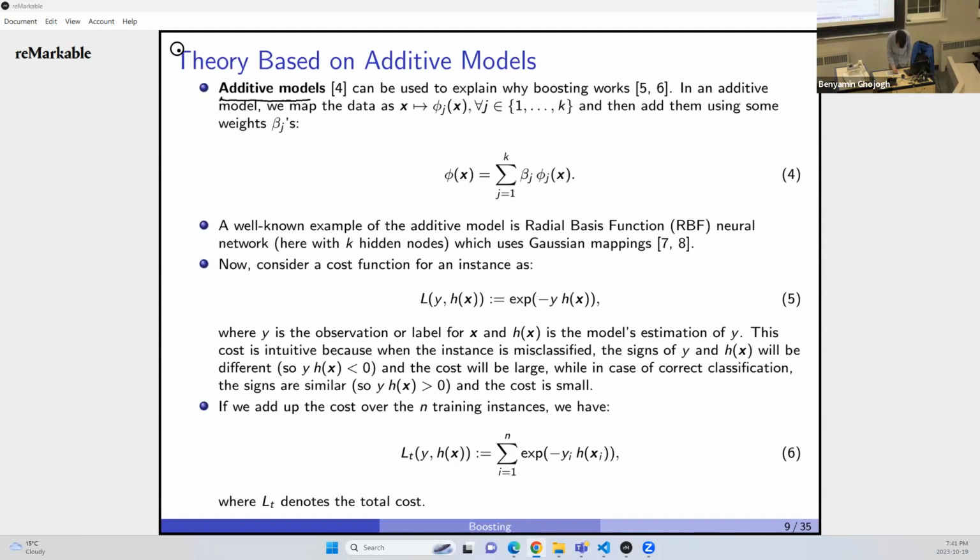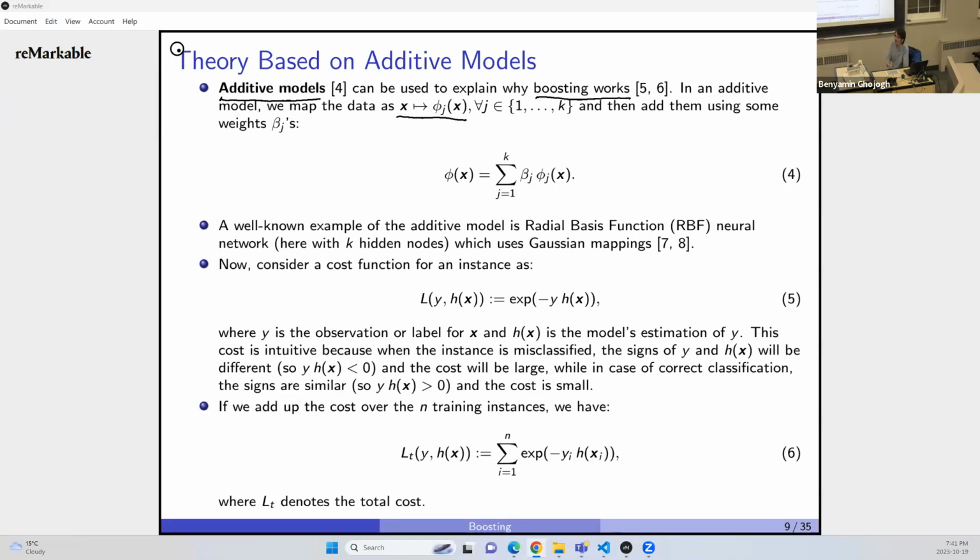So, additive models. In statistics, additive models can be used to explain why boosting works. By the way, I think in my deep learning course, I talked about an additive model for radial basis functions, I believe. But here, I'll also explain that. In an additive model, we map the data X. So consider phi j is a map, okay? By the way, you know what a map is in mathematics, right?